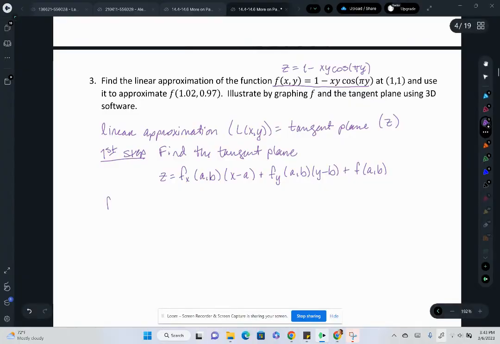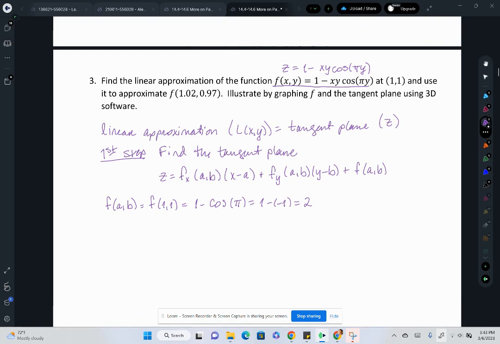I'm going to find f of a, b first. F of a, b, well, a and b are 1 and 1, we're told, because they tell us to find the linear approximation at 1, 1. So I'm going to go ahead and plug 1 and 1 into my function. I get 1 minus 1 times cosine of pi. This gives me 1 minus a negative 1, or 2.